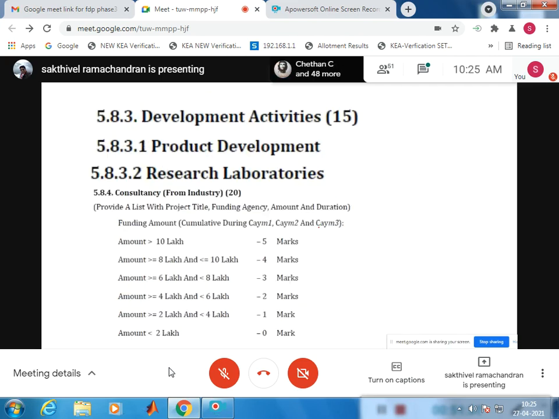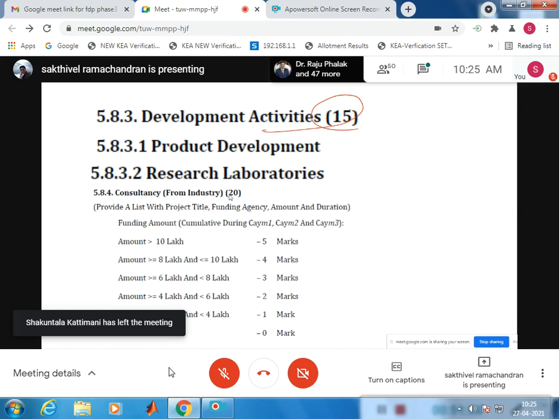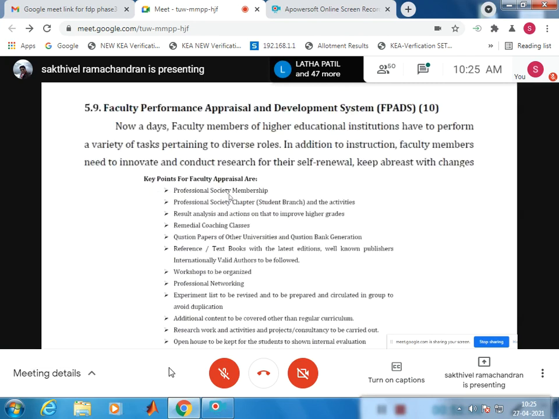Then in the same section, development activities will have 15, like product development, research, laboratory development, consultancy from industry. All this accounts for the development activities. Particularly if there is any product which has been developed on behalf of the program, that could also be included over here for the last 3 years.